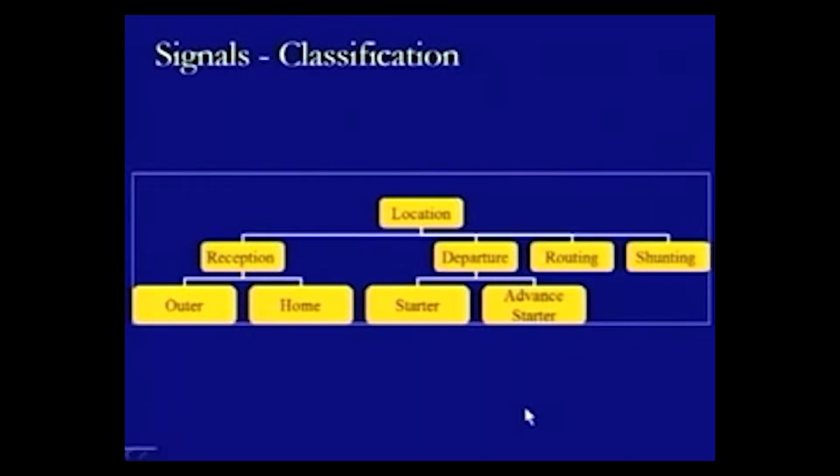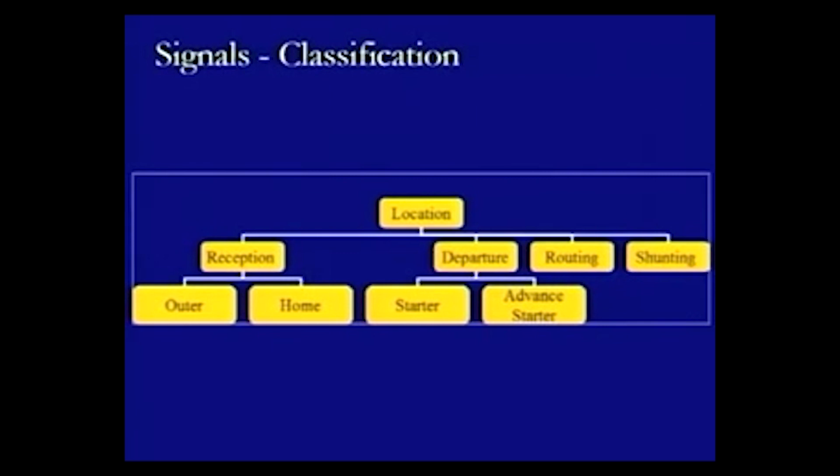So, this lecture has been outlined for the different types of signals, and these signals on the basis of the locational characteristics can be defined as shown in this particular chart. What we see is that the locational characteristic defines them in the form of reception signals, departure signals, routing signals, and the shunting signals. Within the reception and the departure signals, they are further classified as outer signals or home signals, or starter signals and advanced starter signals in the case of departure, but they can also be attributed to the specific location due to which they attain the name as outer, home, starter or advanced starter.